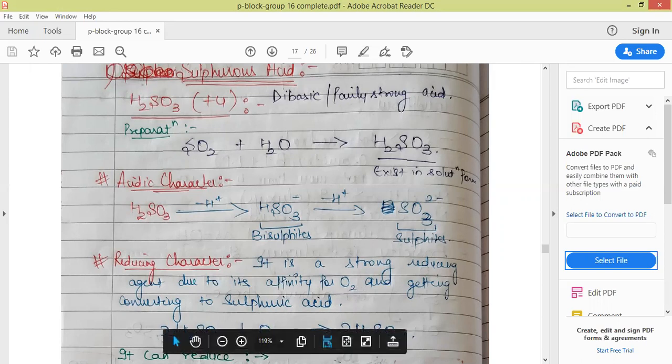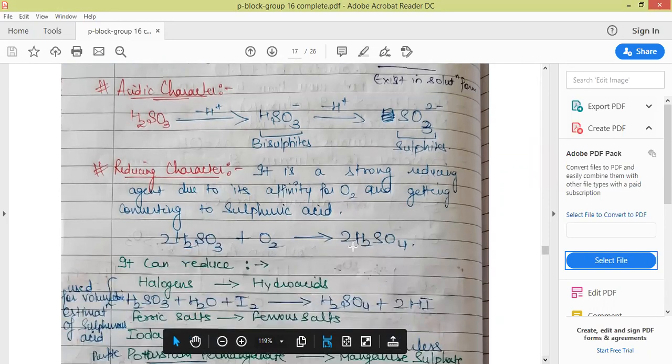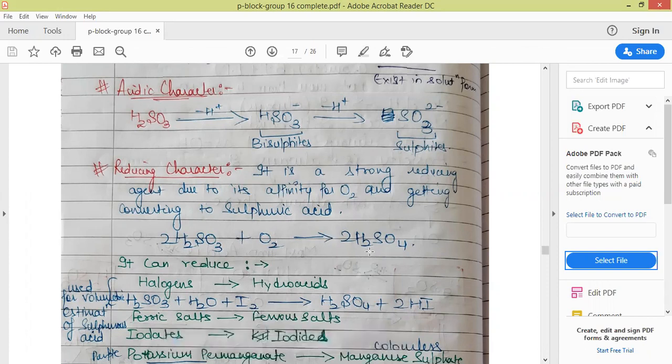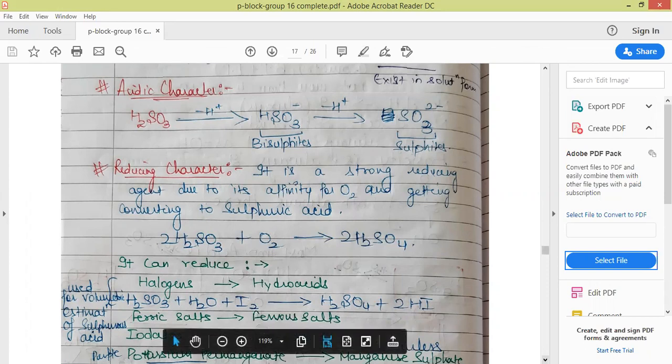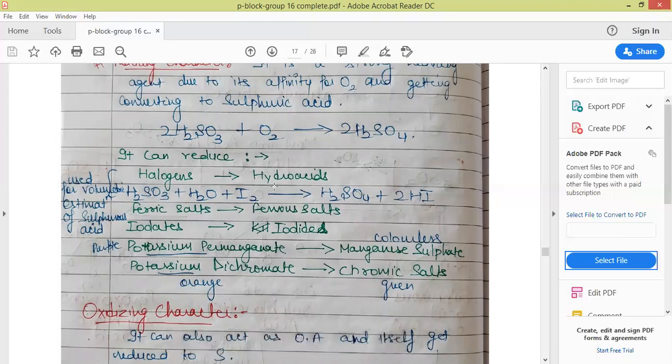So it has a strong tendency to act as a reducing agent. H2SO3 has a strong affinity for oxygen and gets converted to H2SO4, where sulfur is in the +6 oxidation state. As it can act as a strong reducing agent, it can react with strong oxidizing agents, such as it can convert halogens to hydroacids.